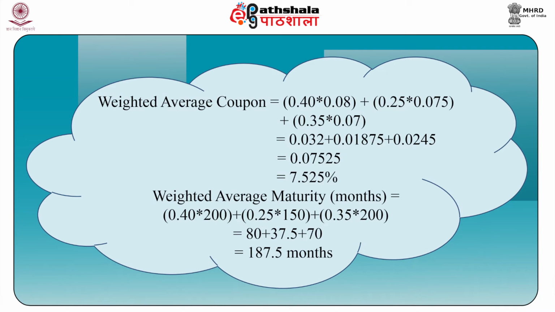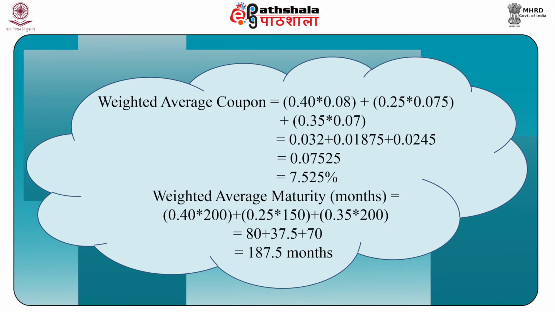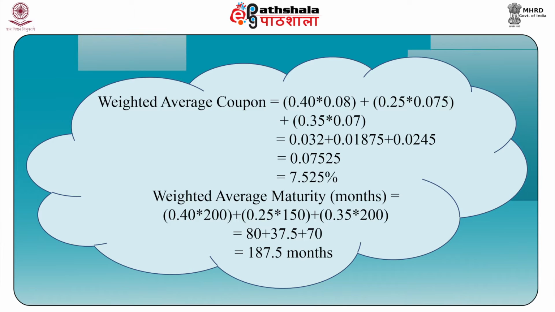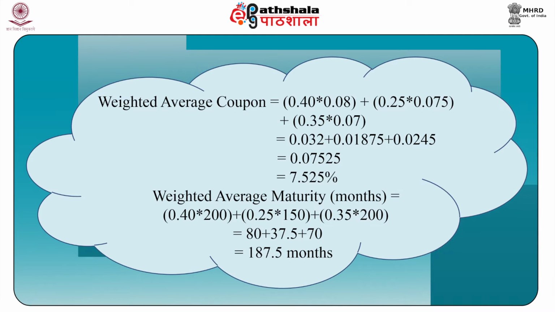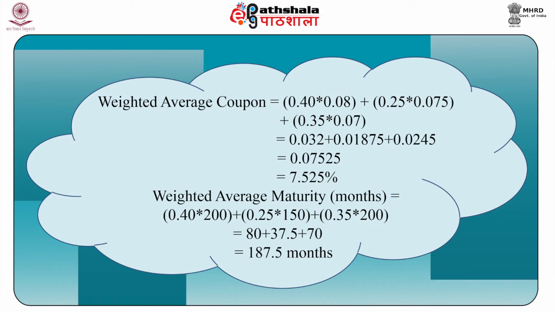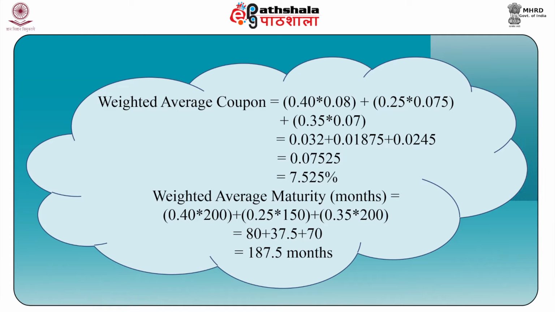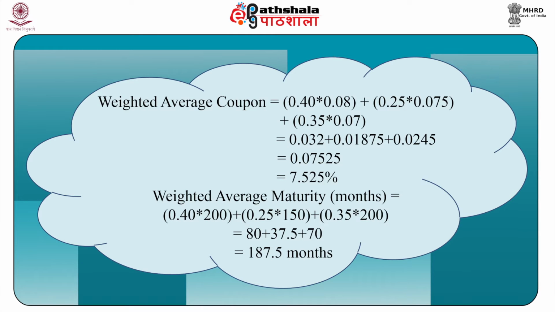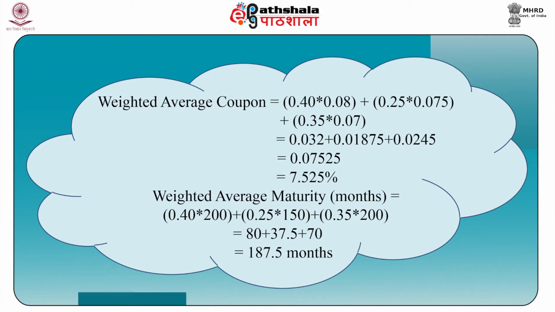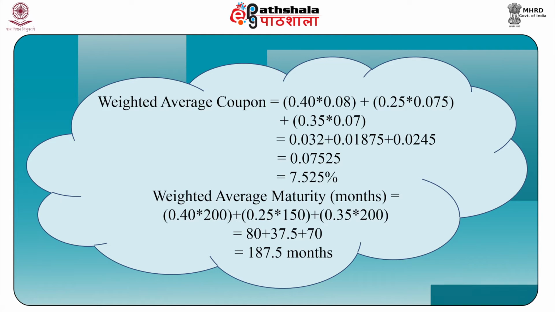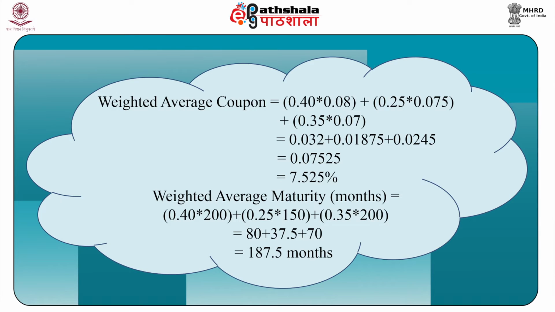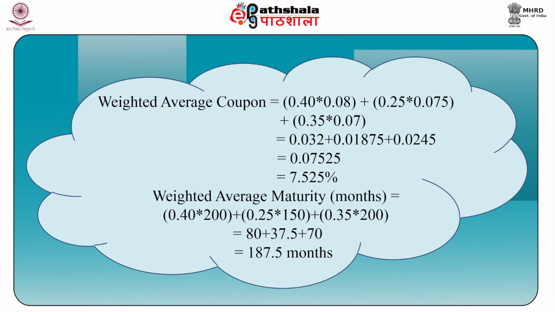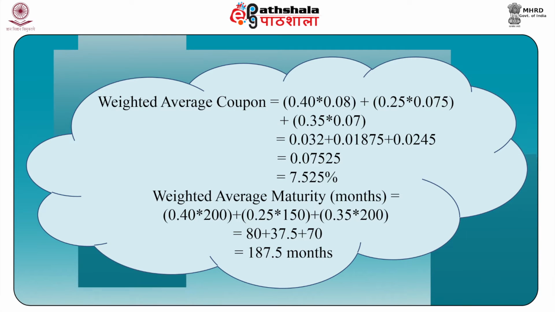Now let's calculate the weighted average coupon. When we apply the formula, 0.40 multiplied by 0.08, plus 0.25 multiplied by 0.075, plus 0.35 multiplied by 0.07, we get 0.032 plus 0.01875 plus 0.0245, which equals 0.07525, which is equal to 7.525%.